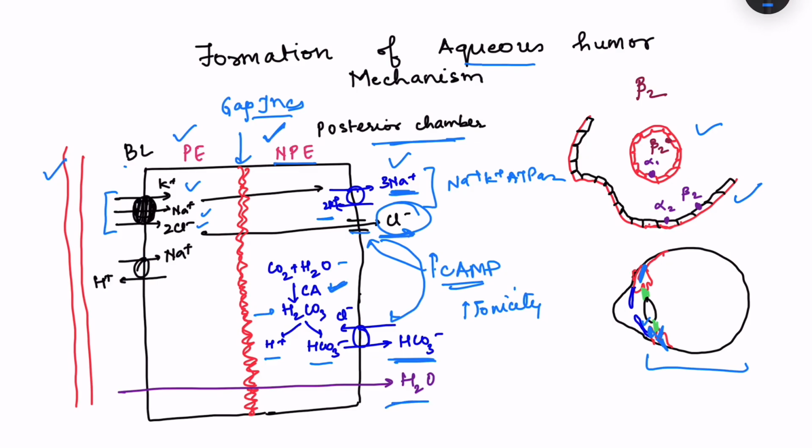Thus, water follows passively from this side to the posterior chamber. So, there is a passive movement of water by osmosis. Okay. So, three things to remember here. One, that chloride permeability is important and it is dependent on cAMP. Second, carbonic anhydrase enzyme is important, leading to the formation of bicarbonate, which is ultimately entering into the posterior chamber. And third, that water is entering by osmosis due to the change in the tonicity.